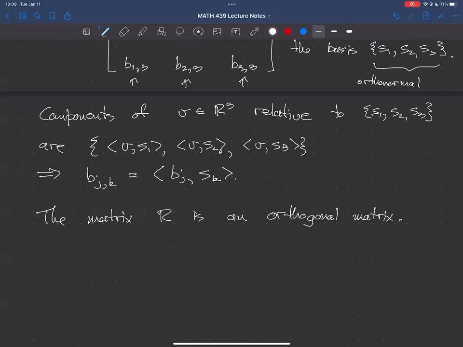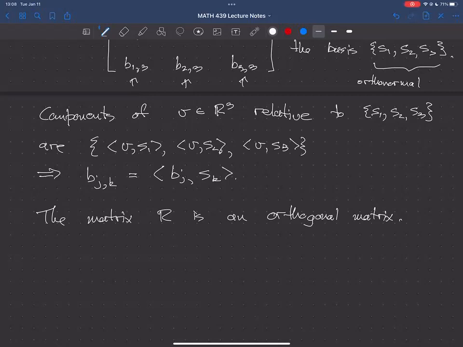Okay, so I've just given you one characterization of orthogonal matrices, namely that their columns and also their rows are unit vectors that are all orthogonal to each other. So that's one way of characterizing an orthogonal matrix.